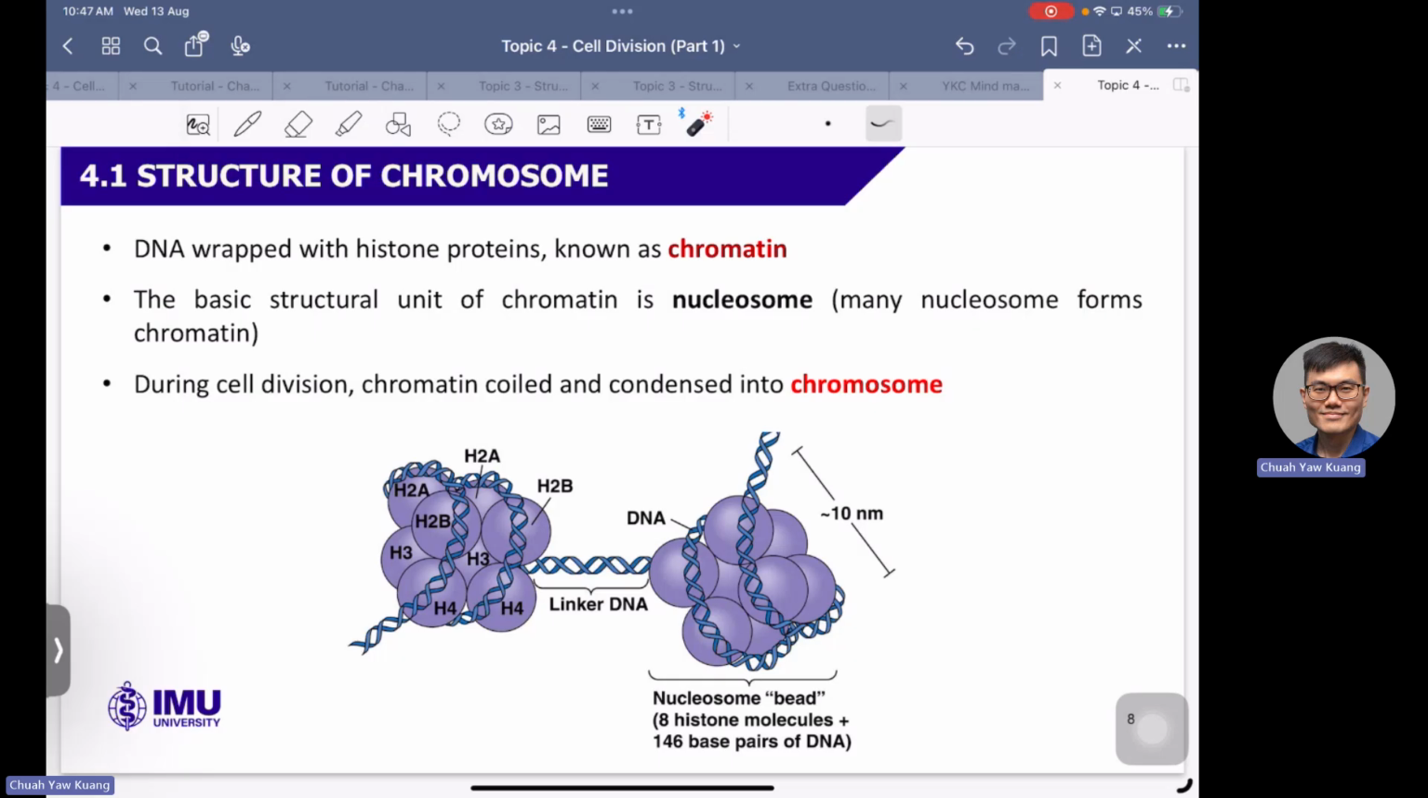Okay, so basically the DNA wrapped around the histone protein to form nucleosome. So nucleosomes will further condense, they will stack together, and then they become the chromatin. So when they become the chromatin, it is like a rope, yeah? Then when you need to undergo mitosis or meiosis, the chromatin will further condense to become the chromosome. So that's how it works. And that's the structure.